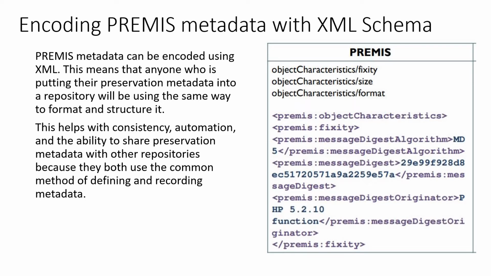Looking at this example, we can see how fixity is encoded using PREMIS XML schema with the three semantic components: message digest algorithm, message digest, and message digest originator.